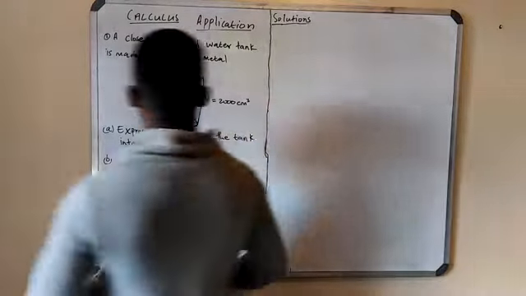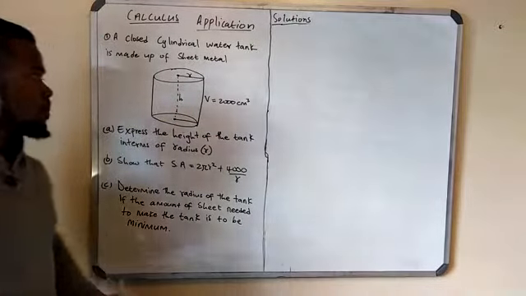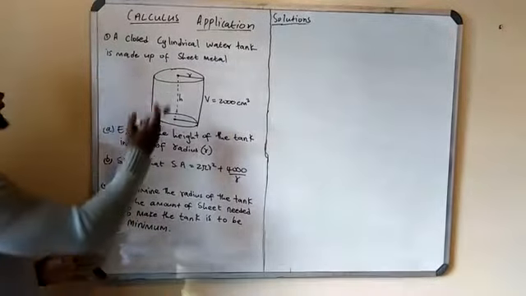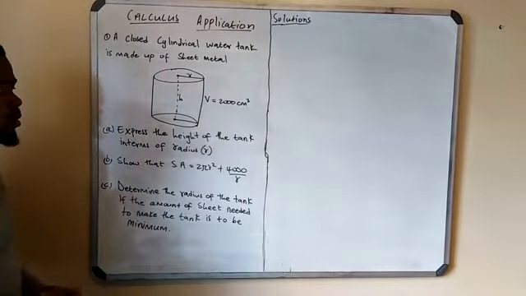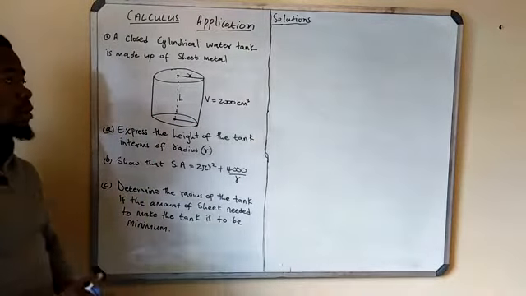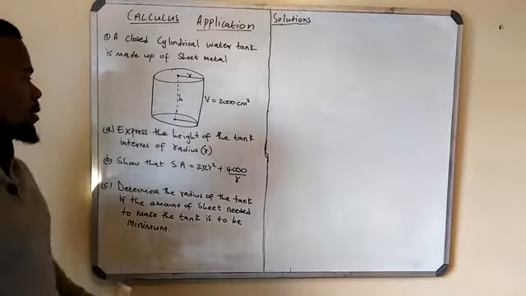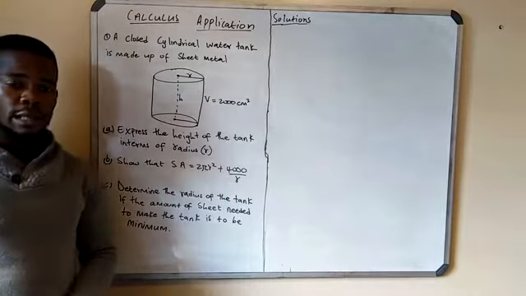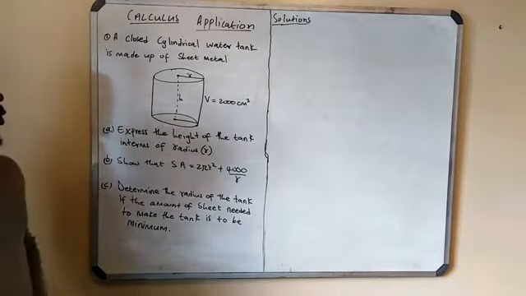Moving on to our third example under application of calculus. We're given a closed cylindrical water tank which is made up of a sheet of metal. The volume of the cylinder is 2000 cm³. We are required to express the height of the tank in terms of the radius r. So we're quickly going to do these ones.